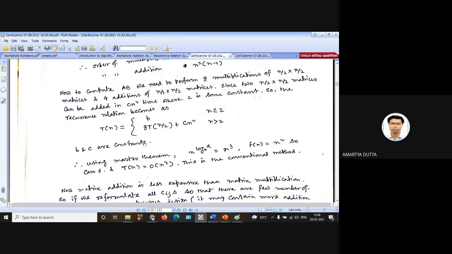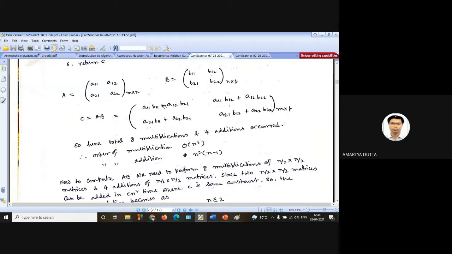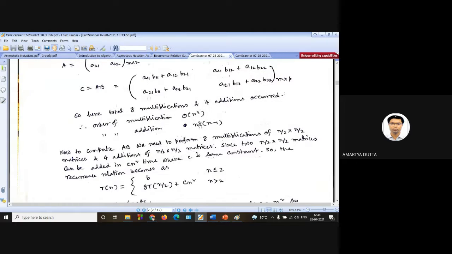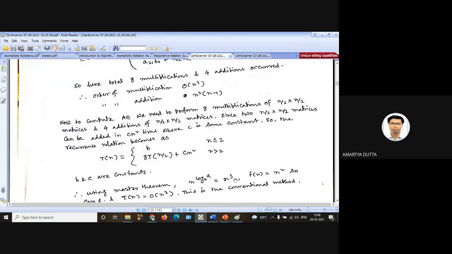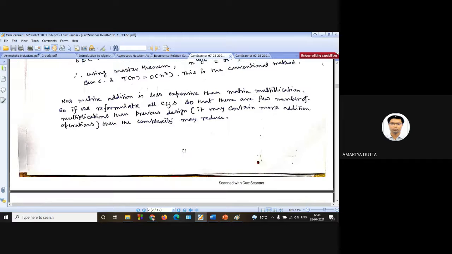Right? So if we apply the master theorem, then n to the power log b base a, that is, we can get n to the power log 2 base 8, that is n cube. And your total function, that is f(n) here, is the addition. 4 additions are there, c n square is the addition. So n cube and n square, which one is faster? We know that n cube is faster. So it belongs to case 1. That's why the complexity is order of n cube. Now can you reduce? Yes, reduced.